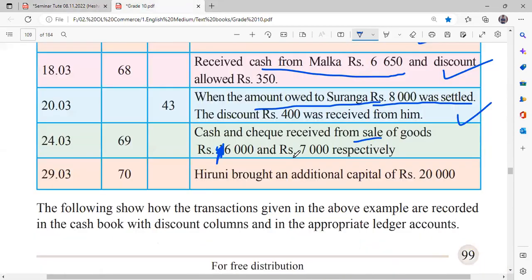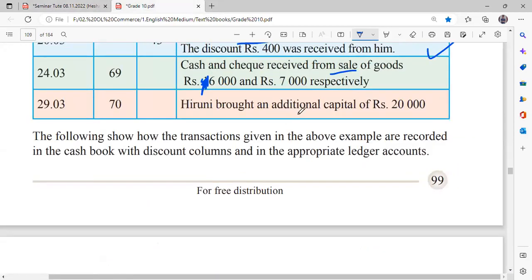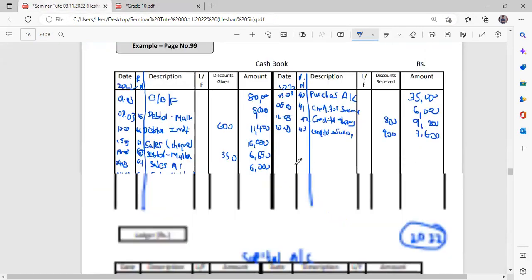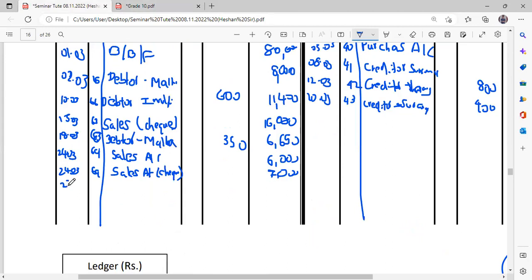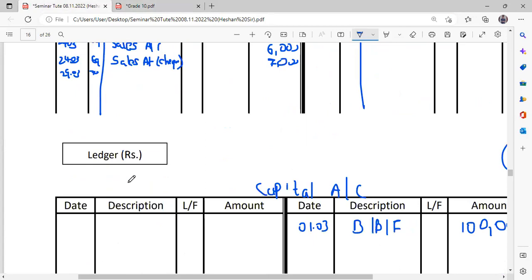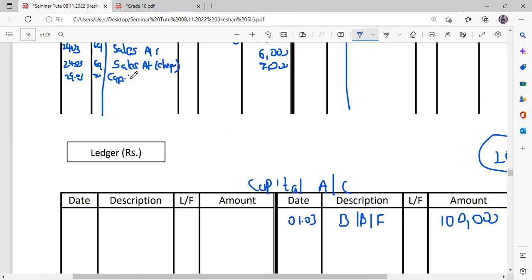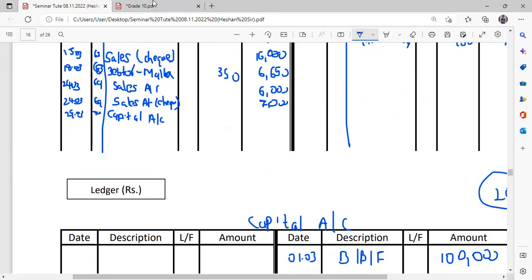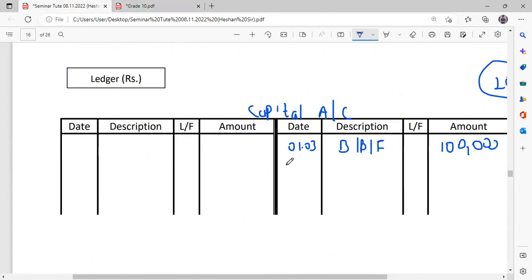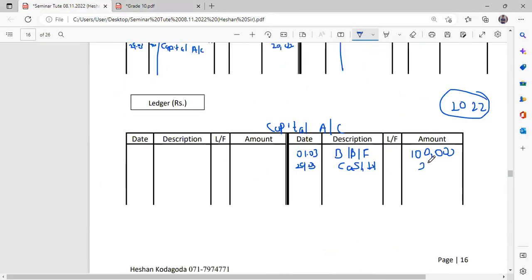Now the other one, the final one. Hiruni brought an additional capital 20,000 on March 29, 70. Even if it is capital or additional capital, we record it in the capital account, right? I told you. Hereinafter, no additional capital account, right? So 20,000, 29th March, cash book, the amount 20,000.